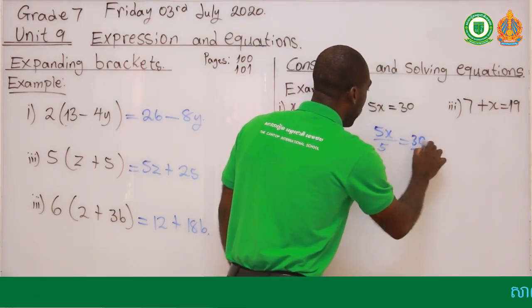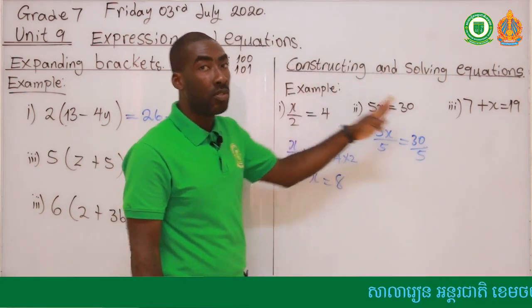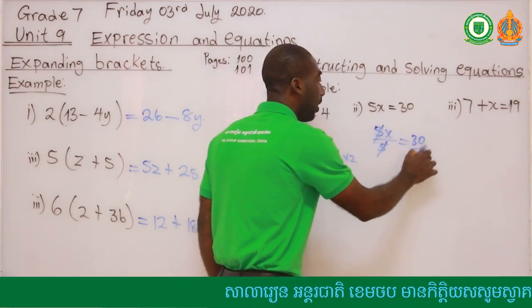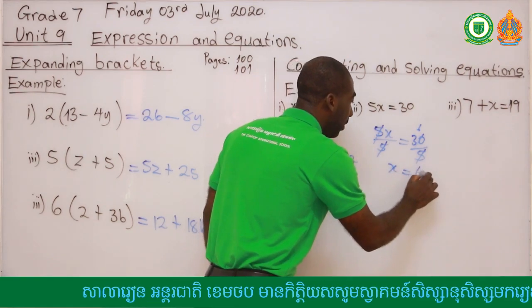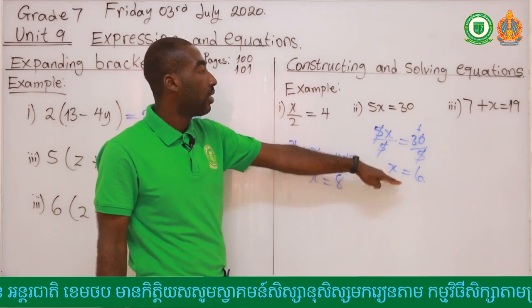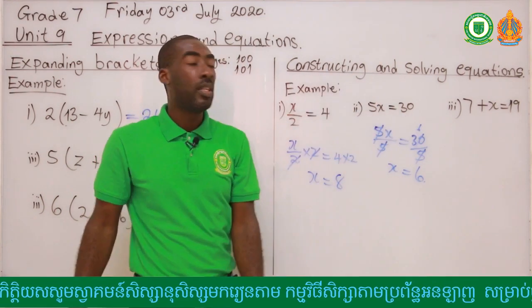30 divided by 5. So whatever you do on the left hand side of the equation, you do the same thing at the right hand side as well. So this will cancel this, and this will cancel this to give us 6. So our x is equal to 6, okay? So we have 6. So when you put 6 here and you multiply by 5, you're going to get 30.